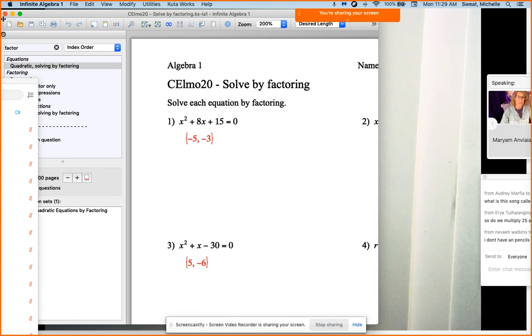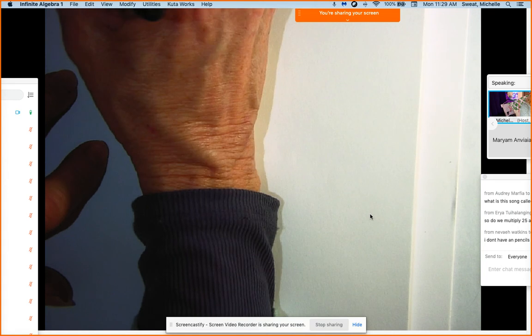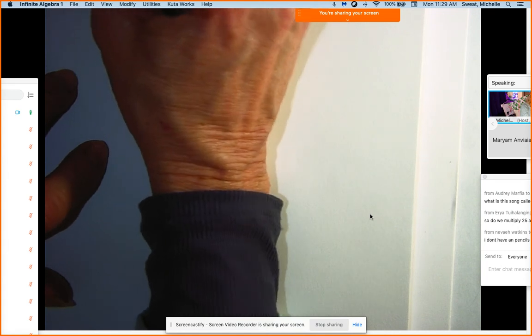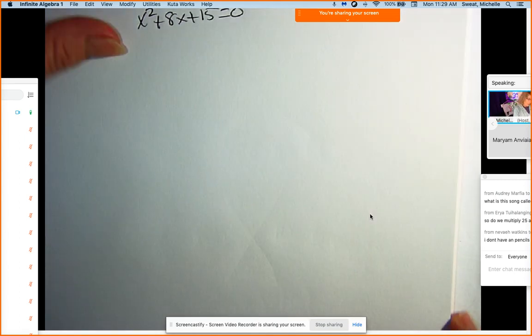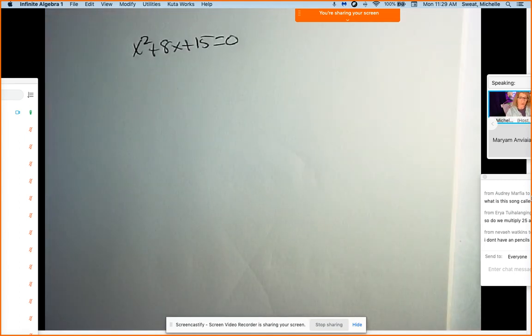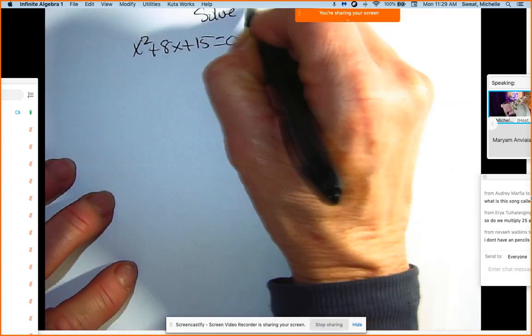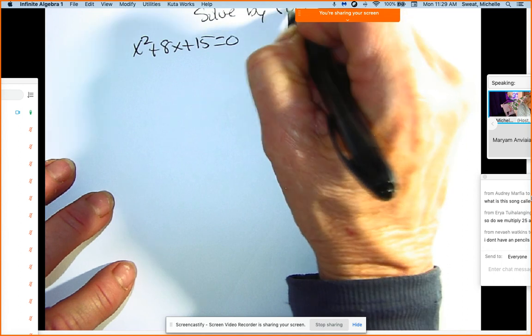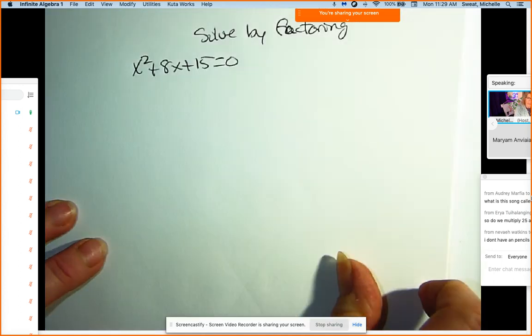Okay, the only difference today is now it says equals 0. We've got x squared plus 8x plus 15 equals 0. So now we actually are going to get to solve these. Before we were just factoring, taking expressions and factoring. So now we're going to solve by factoring. These are all quadratics. Quadratic is because it has an x squared.